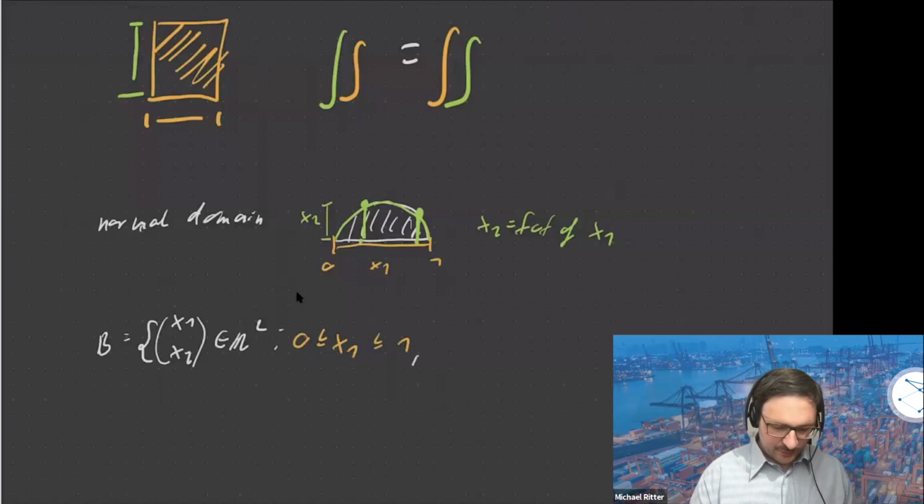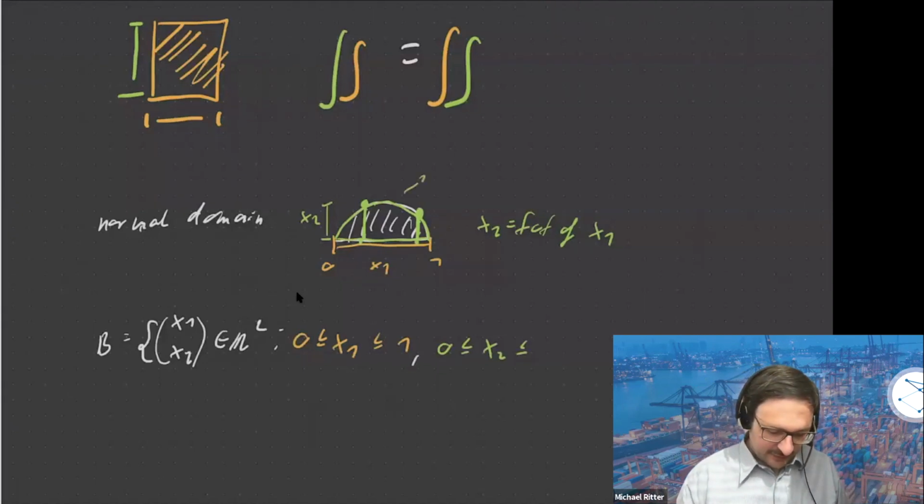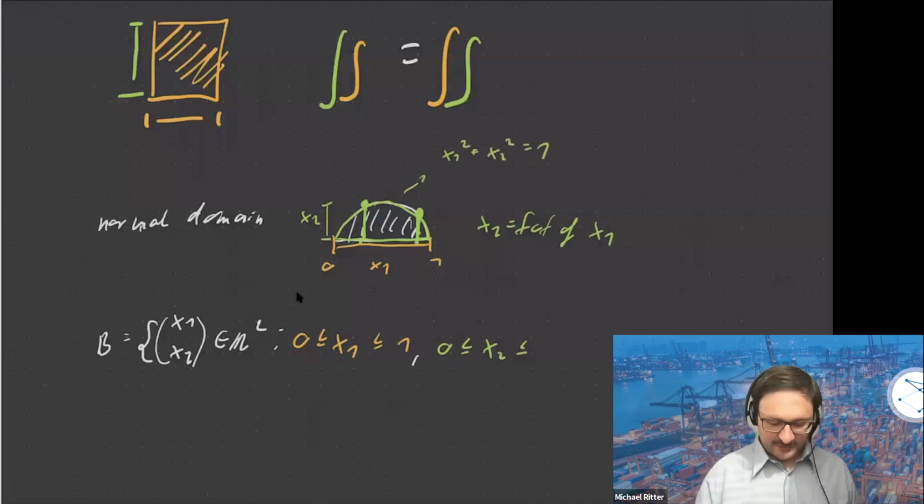And then x2, that's a little more complicated. So the lower bound is always 0, it's constant. But the upper bound is a function of x1. And if this is a half disk, then you could easily derive this function from the equation for the half disk. The equation for that circle line is x1 squared plus x2 squared equals 1.